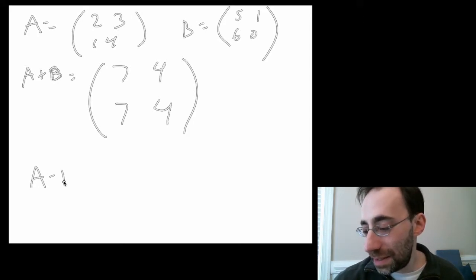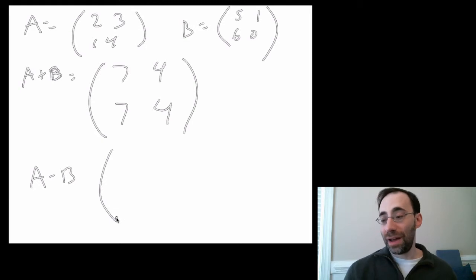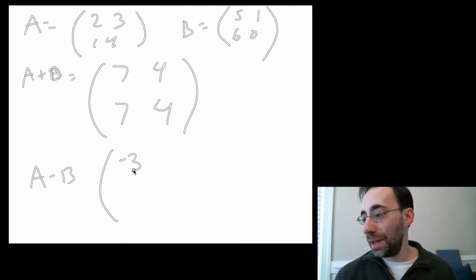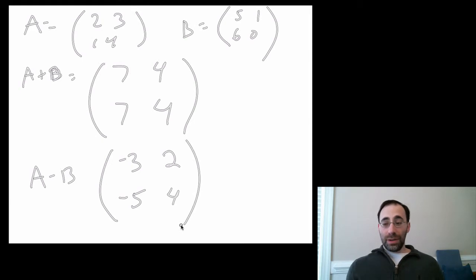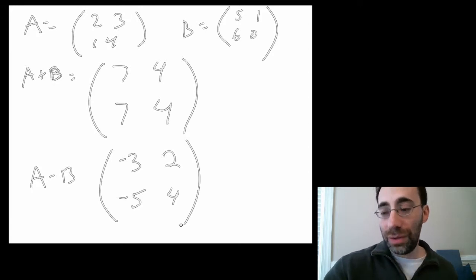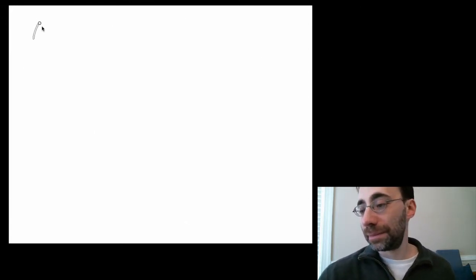A minus B, same way. 2 minus 5 is negative 3. 3 minus 1 is 2. 1 minus 6 is negative 5. And 4 minus 0 is 4. So again, you just keep track of where all the elements are, and you can add and subtract matrices just fine. You can do non-square ones if you'd like to.